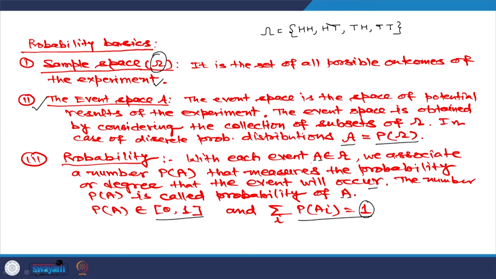So, for example, you are tossing a fair coin. So, what is my sample space? Either head or tail. So, what is the probability of occurring head? The probability of having head is just 1 by 2 if the coin is fair, and the probability of tail is also 1 by 2. So, both are between 0 to 1 and sum equals 1.